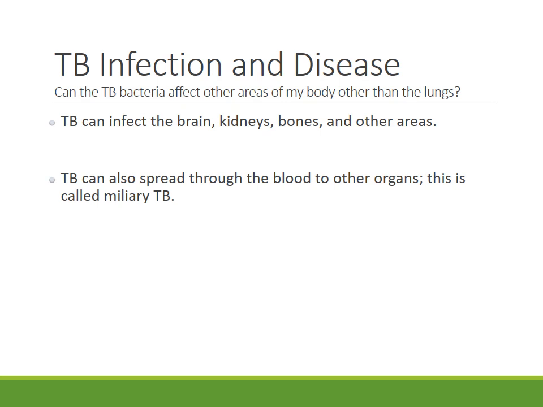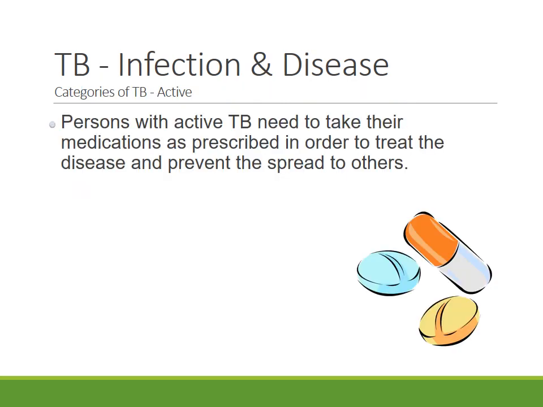TB infection and disease. Can the TB bacteria affect other areas of my body other than the lungs? TB can infect the brain, kidneys, bones, and other areas. TB can also spread through the blood to other organs. This is called miliary TB. Categories of TB: active. Persons with active TB need to take their medications as prescribed in order to treat the disease and prevent the spread to others.